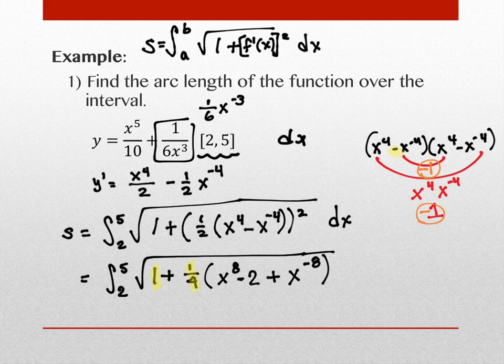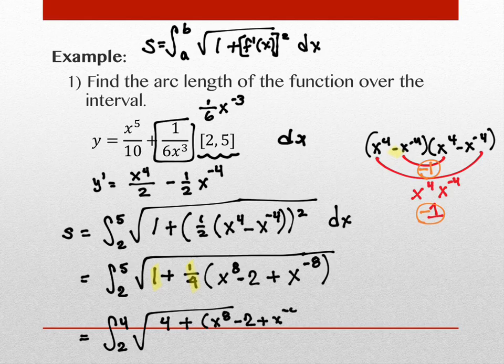So I'm going to rewrite this, and there's more than one way to think about this. This is just one of them. So I can rewrite this as 4 over 4, and then I'm going to combine it at the same time. So this is actually 4 plus x to the 8th minus 2 plus x to the negative 8th, and it's all over 4. Is that okay with everyone? So why might I want to do that?